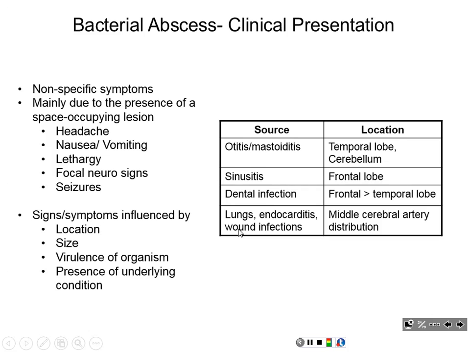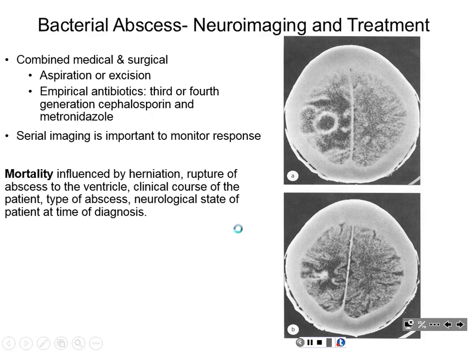If it started as an otitis infection, it's going to go more towards the temporal lobe or more medially towards the cerebellum. Sinusitis tends to cause abscesses in the frontal lobe, so these are going to affect what sort of focal deficits you see. How big the abscess is, what's causing it, the virulence, and is there an underlying condition? This may all affect what sort of symptoms you see.